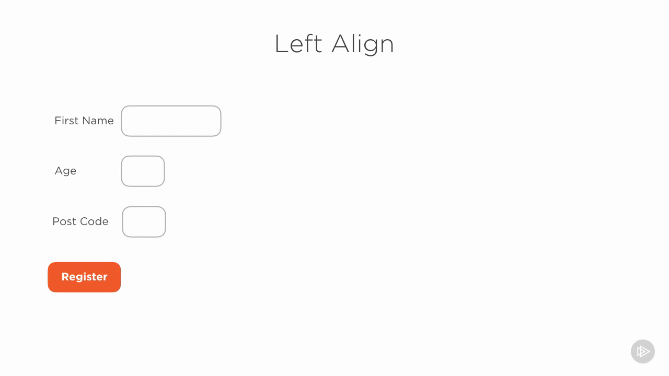Now let's see how the user's eyes move when they try to fill out a form like this. So you see there is a lot of eye movement. Down, right, down, right, down, right. And that's another reason that left-aligned labels slow down users.